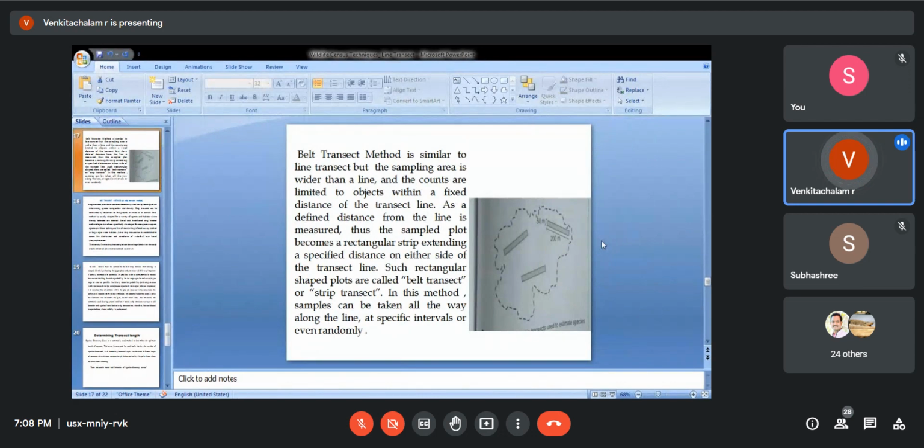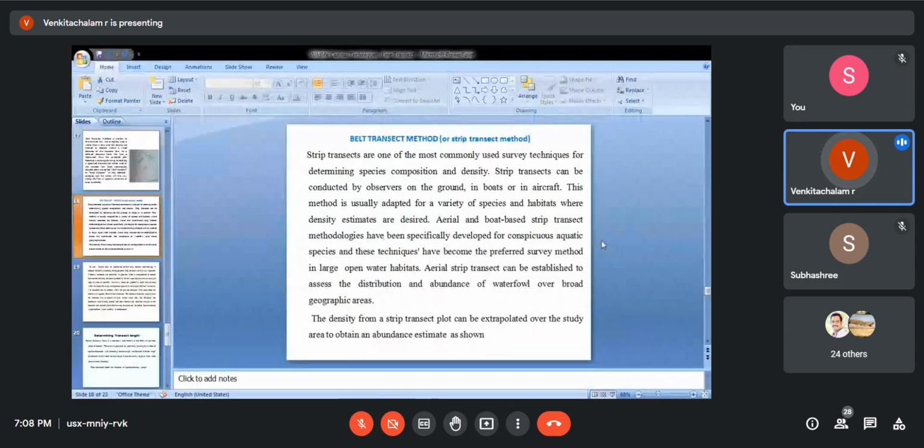Such rectangular shaped plots are called belt transects or strip transects. In this method, samples can be taken all the way along the line at specific intervals or even randomly. Strip transects are one of the most commonly used survey techniques for determining species composition and density. Also, strip transects can be conducted by an observer on the ground, in boats, or in aircraft.